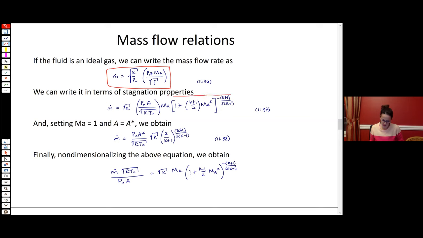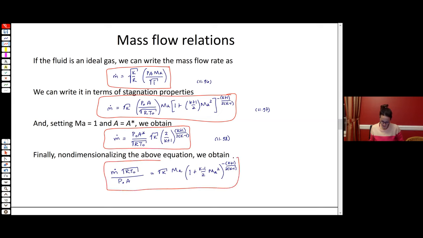They're all pretty useful, so we'll box these all in red. And then finally, this last one is equation 11.99. All right.